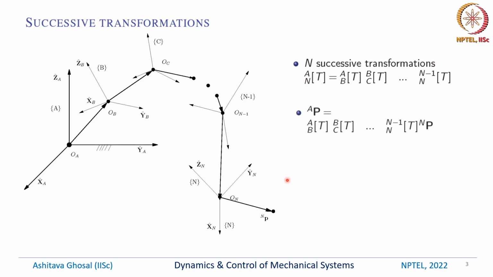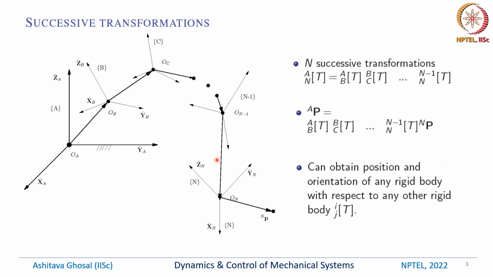So the position vector of this point P, the 4x1 homogeneous coordinates, with respect to the A coordinate system, A capital P, is nothing but ABT, BCT, all the way till n minus 1 T into NP, where N capital P is nothing but this position vector n small p with a 1 added at the end. The fourth element is 1. So hence we can find the position and orientation of any rigid body with respect to any other rigid body.